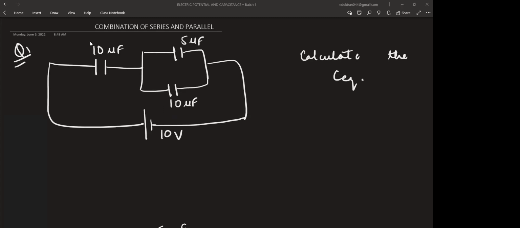Everyone, please do not solve it in terms of micro. It will become a very lengthy process. At the end, once you get C equivalent as microfarad, then you can finally write your answer as whatever into 10 to the power minus 6.